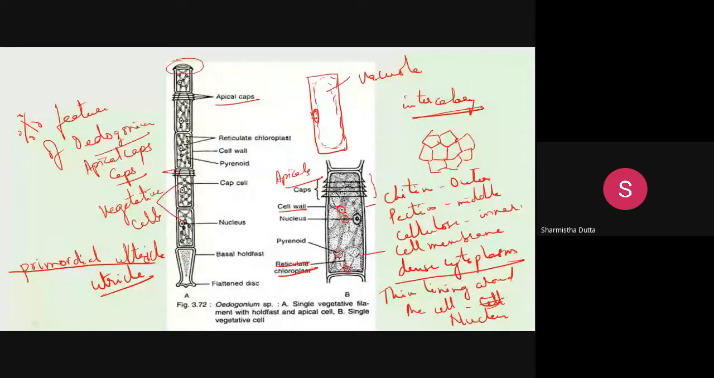And at the intersections, you will find, what are these called? What I'm drawing? Pyrenoids. Yes, very good. So these are the pyrenoids. And this is the chloroplast. Did you understand? Girls? Yes, ma'am. So, next.